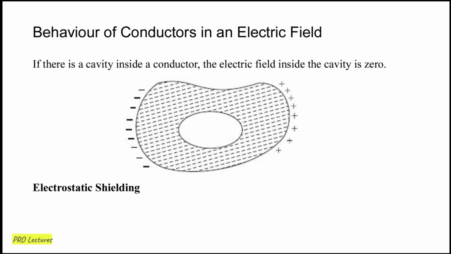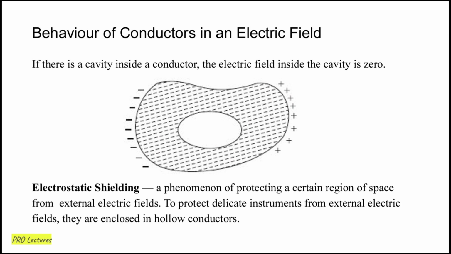If there is a cavity inside the conductor, the electric field inside the cavity is zero. These results are true for a charged conductor or when charges are induced on a neutral conductor by an external electric field. This property of conductors is called electrostatic shielding, a phenomenon of protecting a certain region of space from external electric fields. To protect delicate instruments from external electric fields, they are enclosed in hollow conductors. For example, when you are inside a car during a thunderstorm, the metal body of the car provides shielding from lightning because the electric field inside the car is zero.